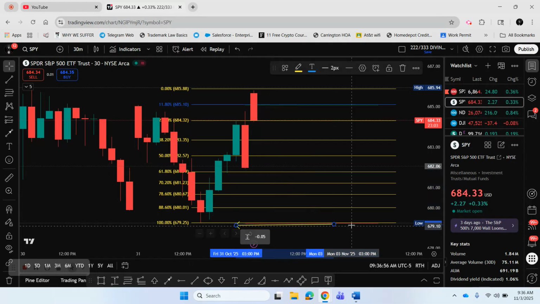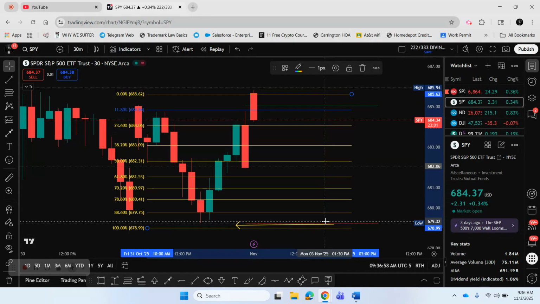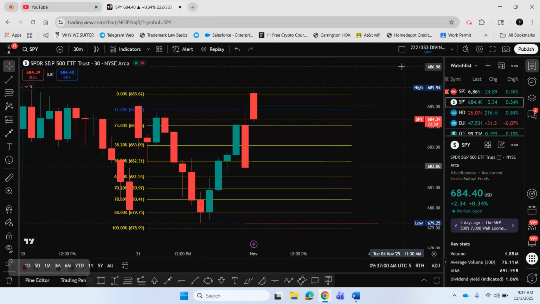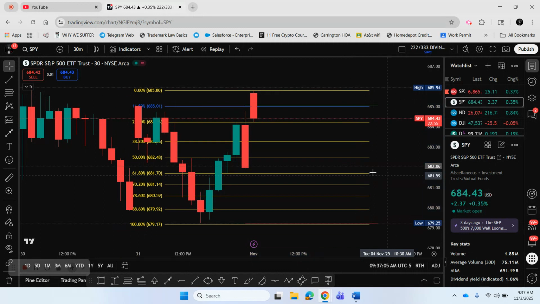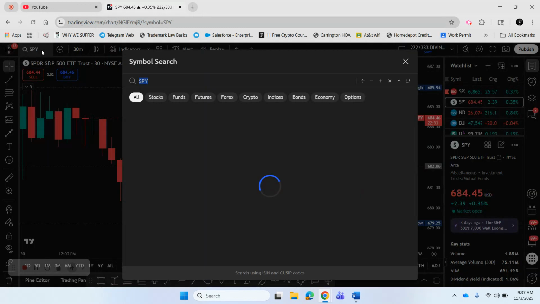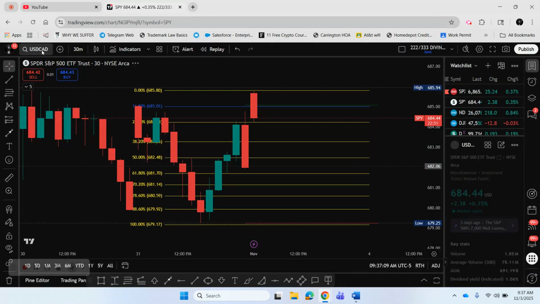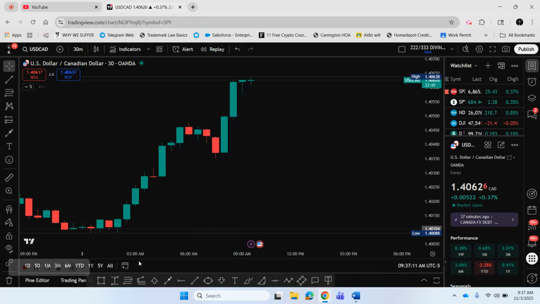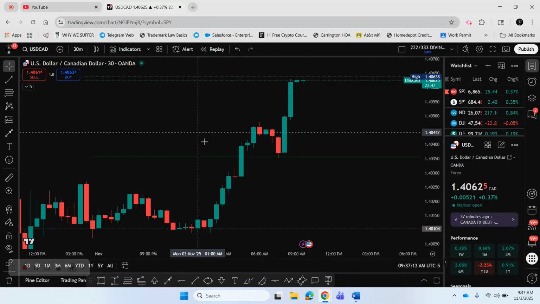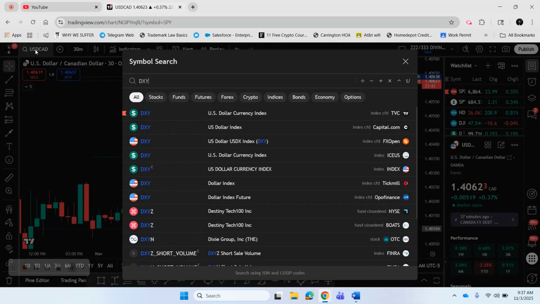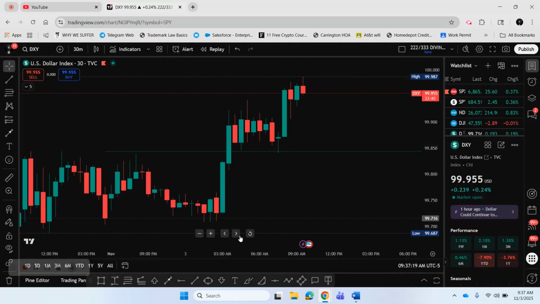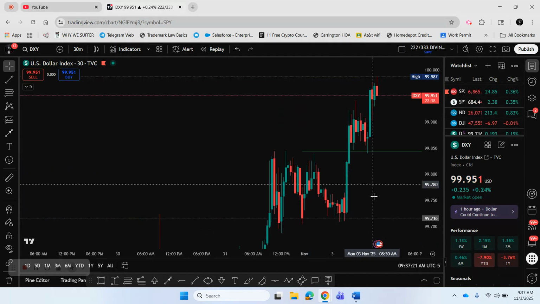Okay, there's a lot of bleeding happening in the market and other assets. So the dollar is gaining some strength right now. Let's go look at some of the forex market pairs, see what's happening. So you see the dollar's pushing higher on U.S. dollar, Canadian dollar. All right. We look at the DXY, which is the dollar index. We're also pushing higher as well.